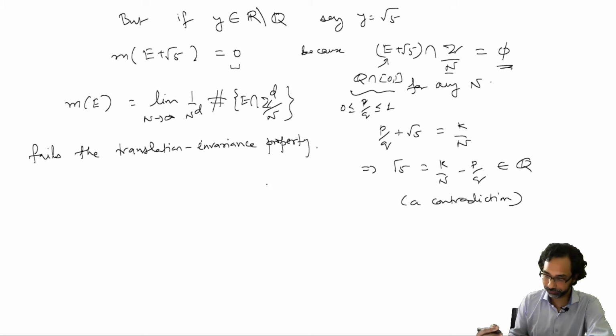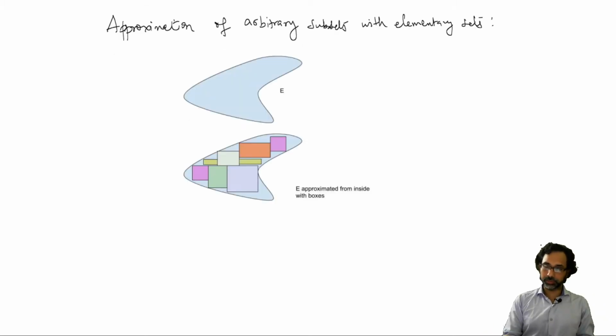reasonable results. So to illustrate this approximation, here we have a picture of an arbitrary subset E. So this is an arbitrary subset of R^2, and it is definitely not a box or an elementary set. So this is not an elementary set.